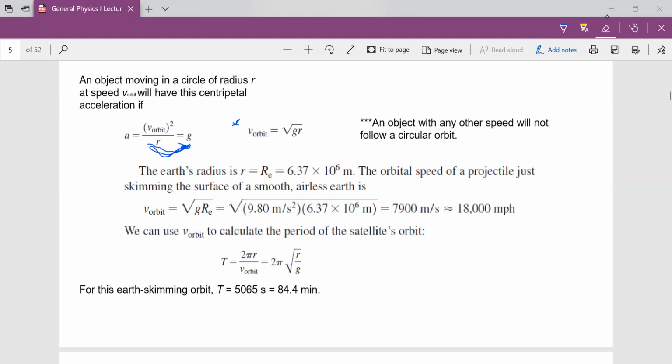If an object does not have this velocity, it's going to have an elliptical motion instead of a circular motion, or a motion that can actually be described as a circular orbit. So the object has to have this speed to follow a circular orbit. But we'll have cases where objects don't have the exact speed and they give us elliptical orbits, that is, orbits that are not a perfect circle or that cannot be described approximately as a circle.